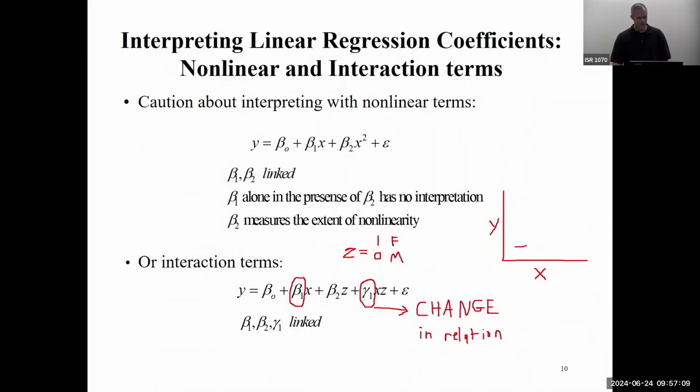So maybe that's this regression line here. Okay. So that regression line there is defined by Y equals beta 0 plus beta 1 times X.